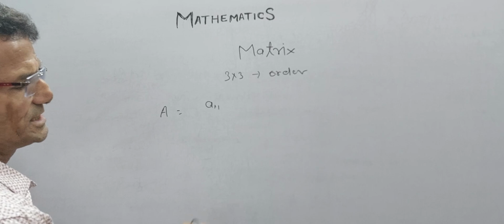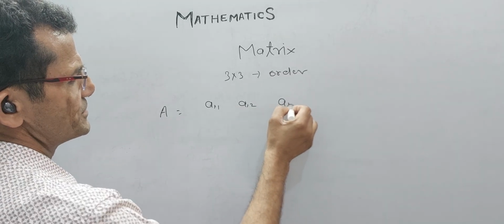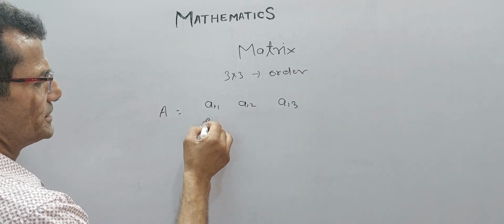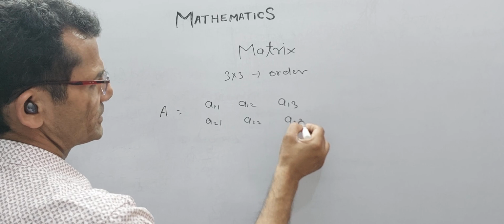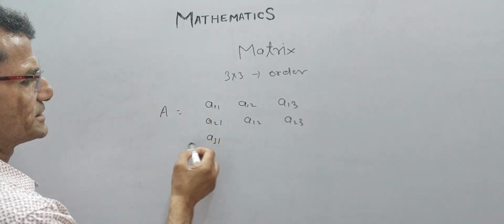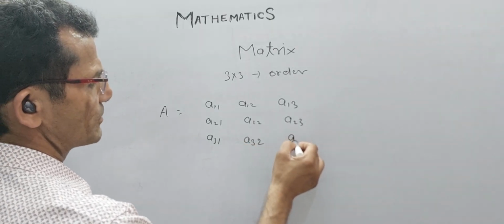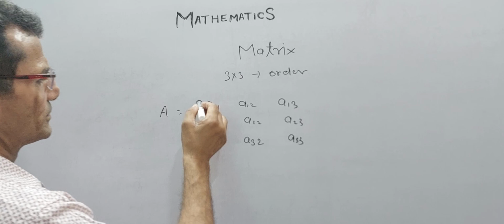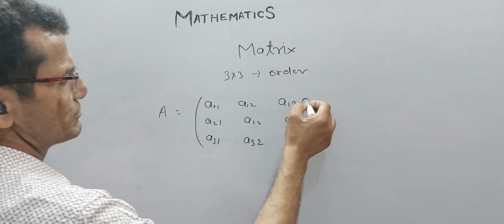A11, the first entry, first row, second column, first row, third column. This will be the second row, first column, second row, second column, second row, third column, and third row: third row, first column, third row, second column, and third row, third column. So we can represent it with a square bracket. Yeah, you can write also in this format.